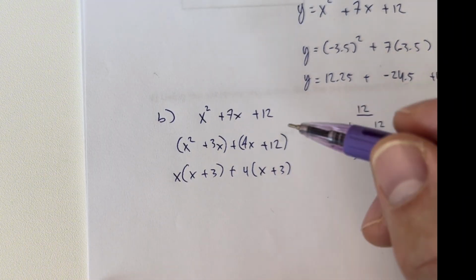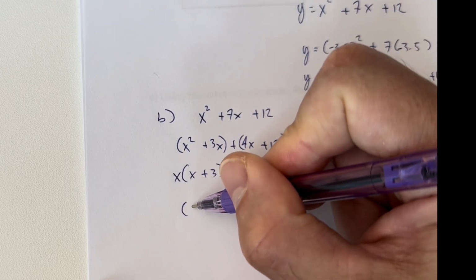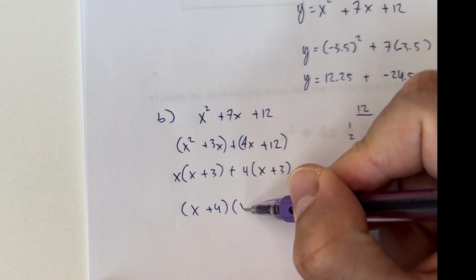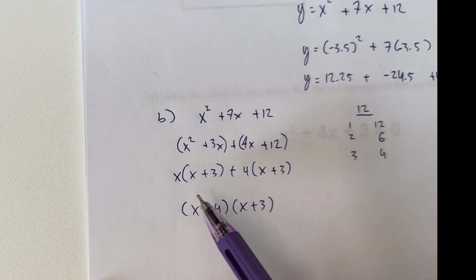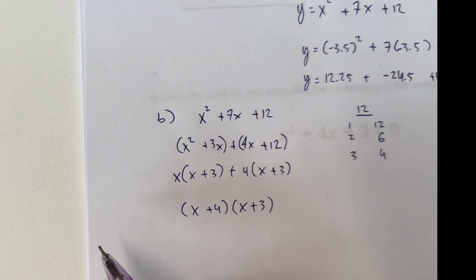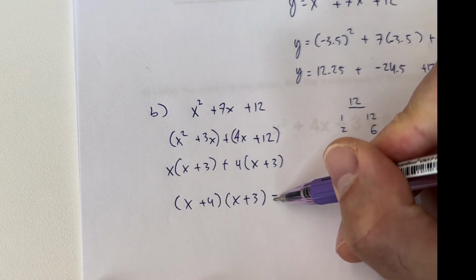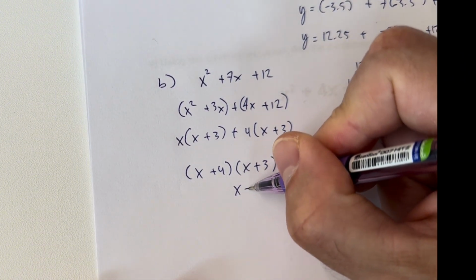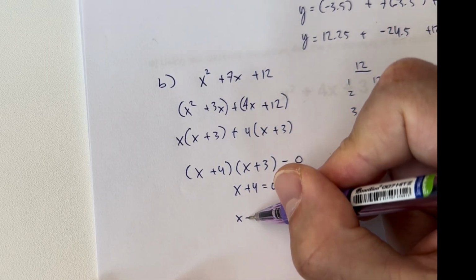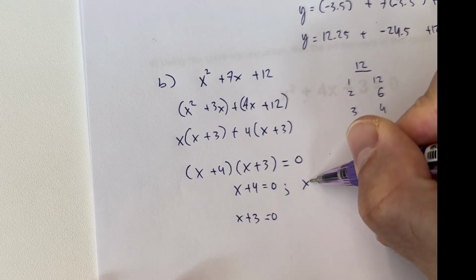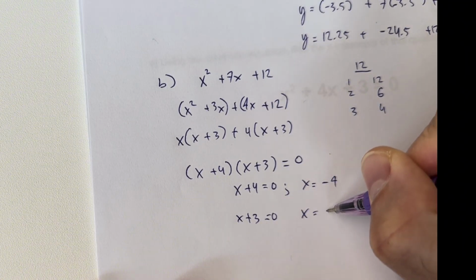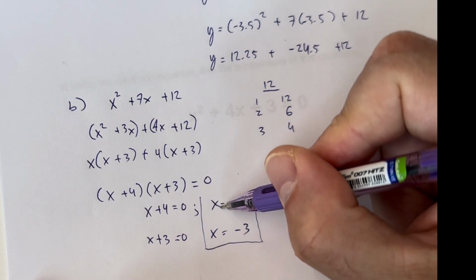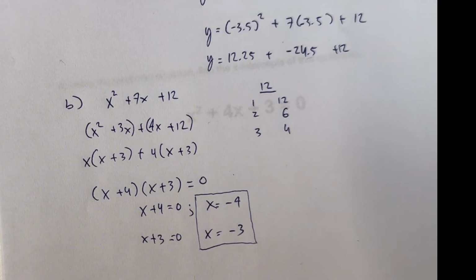And that lets us say, now because of this, I know that my factored form is x plus 4 times x plus 3. And this all works because of the commutative nature of multiplication and addition. Okay, using the zero product property, set that equal to 0. I know x plus 4 is 0, and I know x plus 3 is 0. So x equals -4 and x equals -3. Ta-da! And that is your answer to B. Those are your x-intercepts, and the coordinates would be (-4, 0) and (-3, 0).